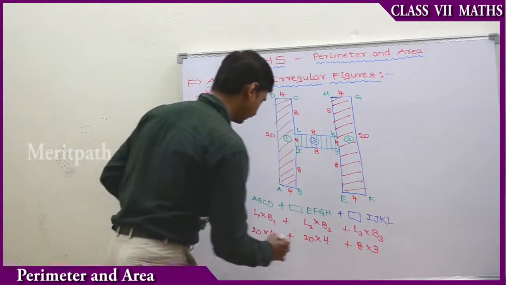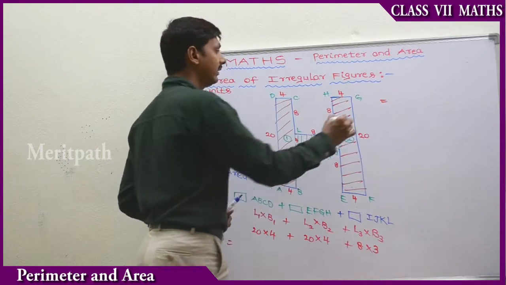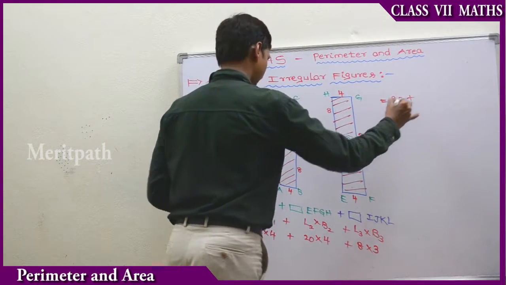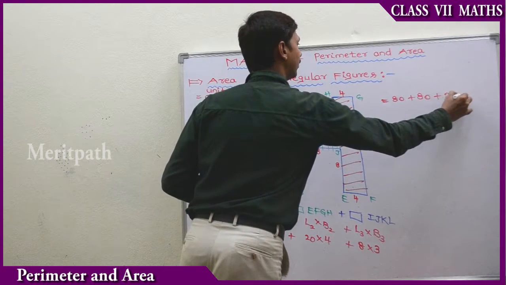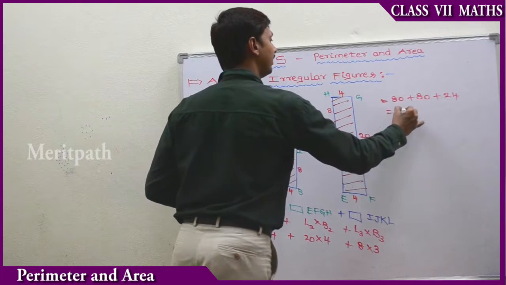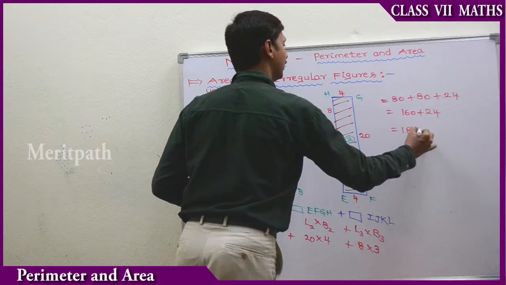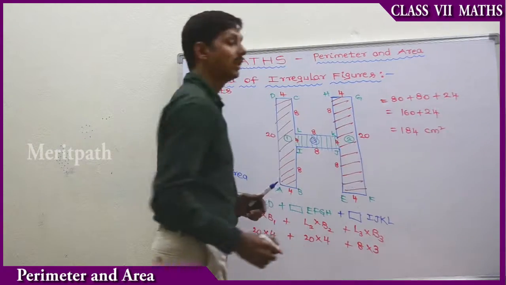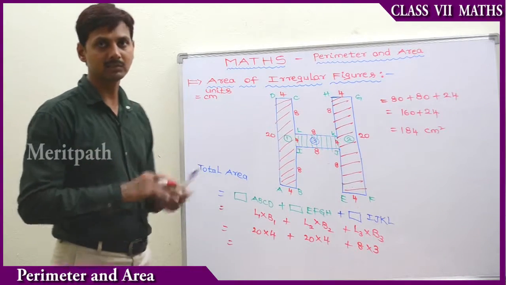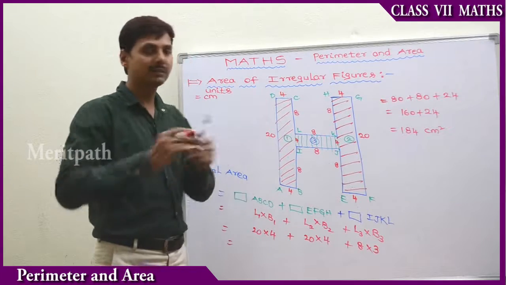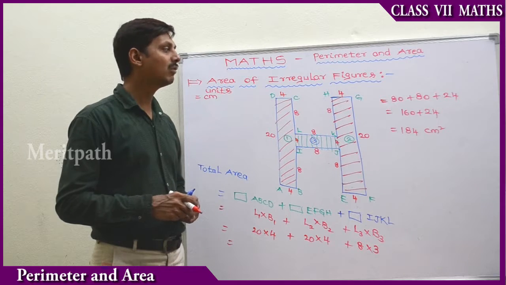So let's multiply all this. 20 into 4 is 80, plus 20 into 4 is 80, and 8 into 3 is 24. 80 plus 80 is 160, and 160 plus 24 is 184 centimeter square, because area we take as centimeter square only, since it has two dimensions, length and breadth. So the area of this irregular figure is 184 centimeter square.